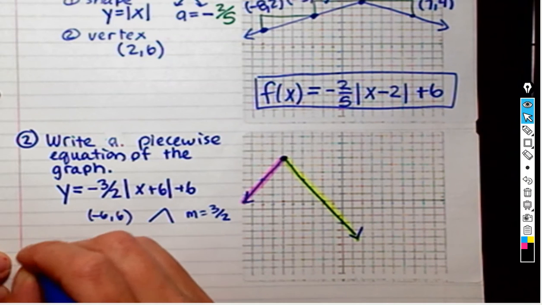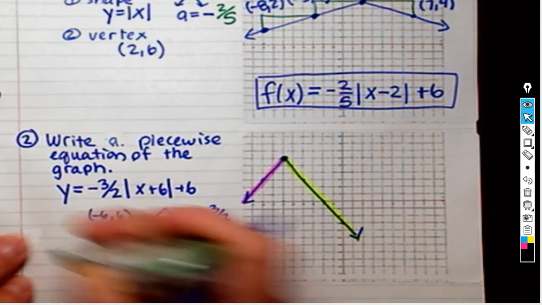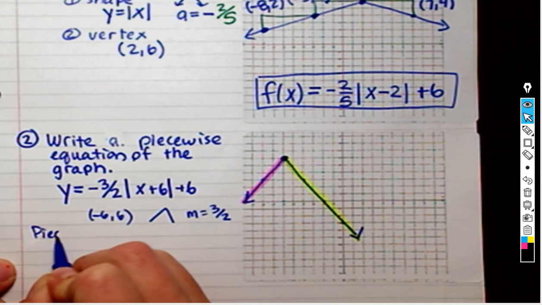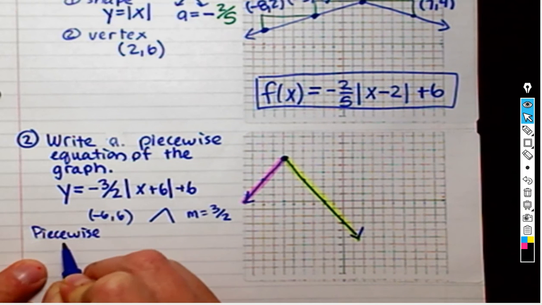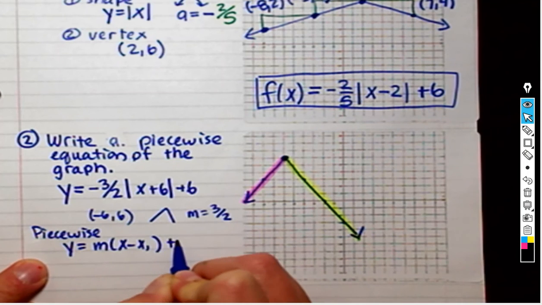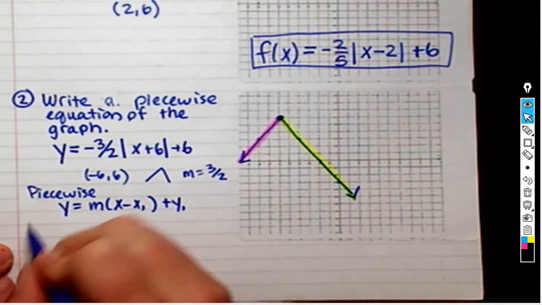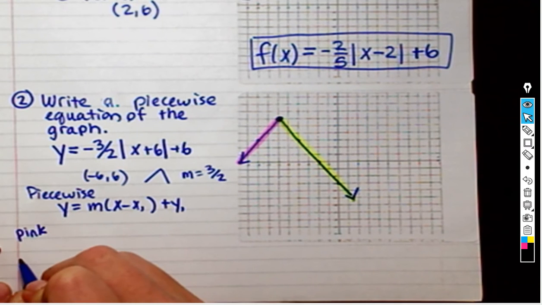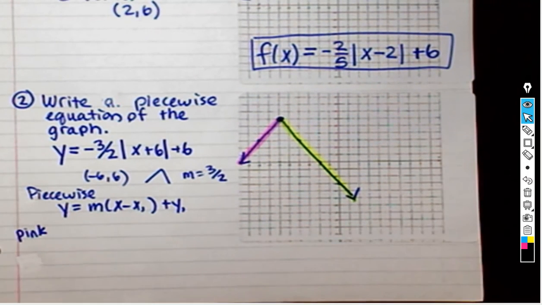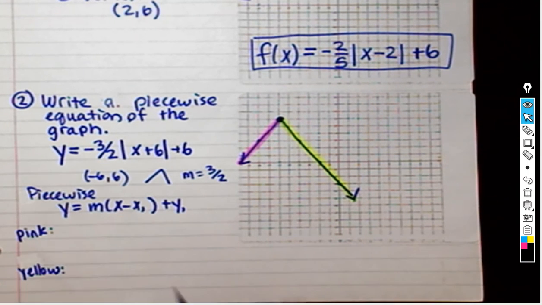Okay, pink. Now I'm going to request that when we do this in the piecewise format, that we use point slope form, which is this one. This is the one I want you to use. Okay? Let's do pink. Let's do yellow. And then we'll write the piecewise thing right underneath here. We can make it fit.